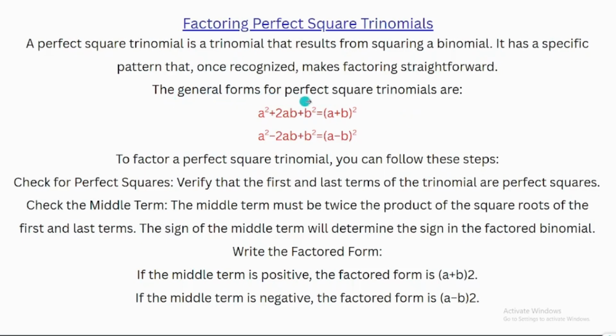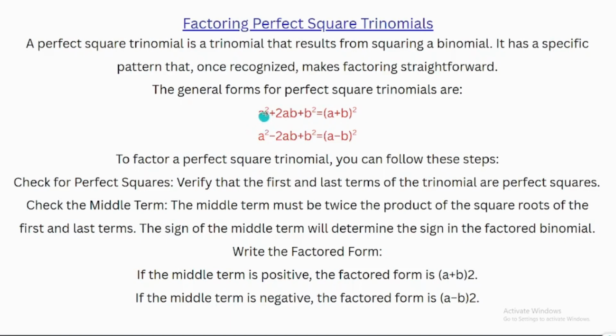The general form for perfect square trinomial are: this is the perfect square. There are two kinds of perfect square. We can start from here or start from here. This is the perfect square, and this is the expansion of the perfect square.